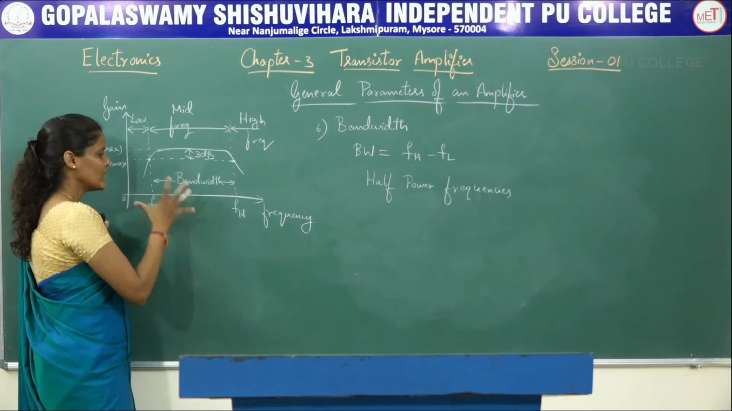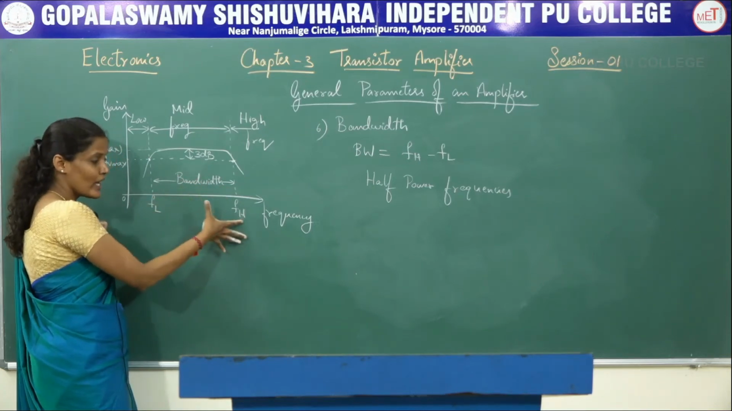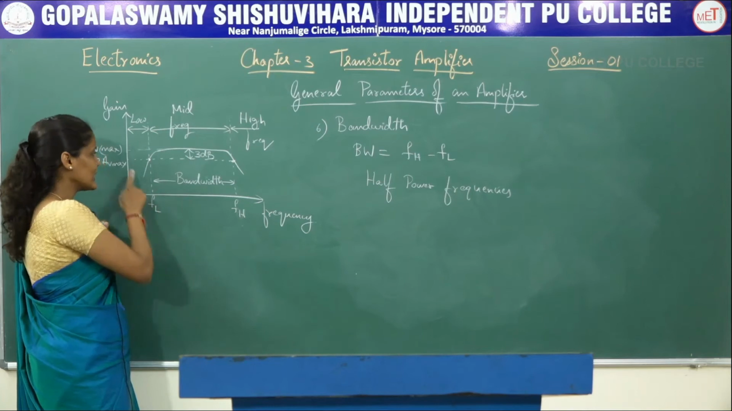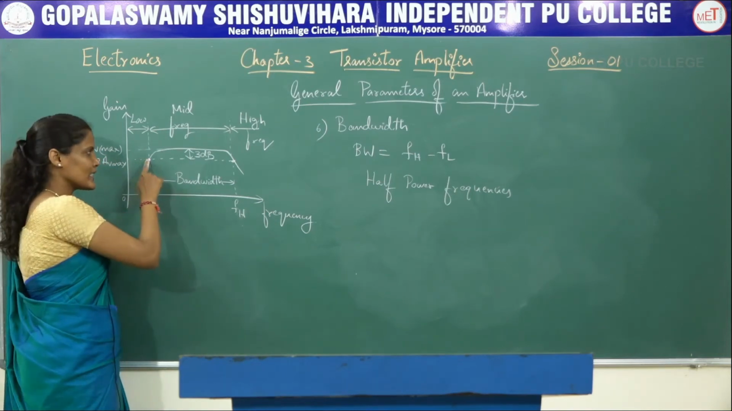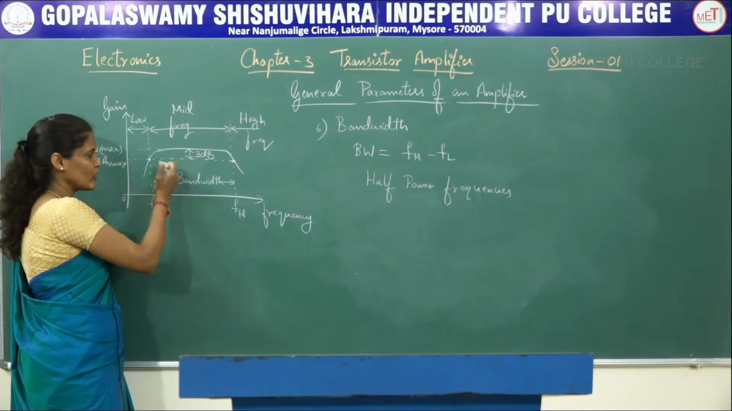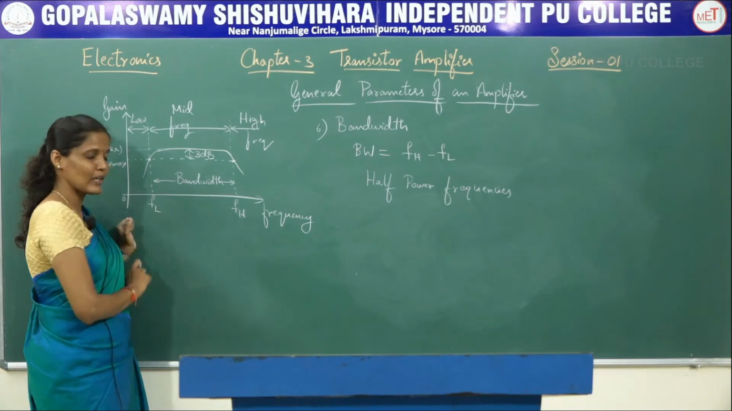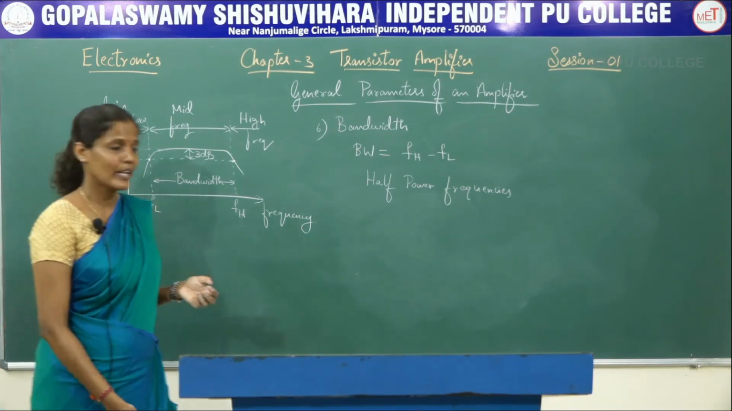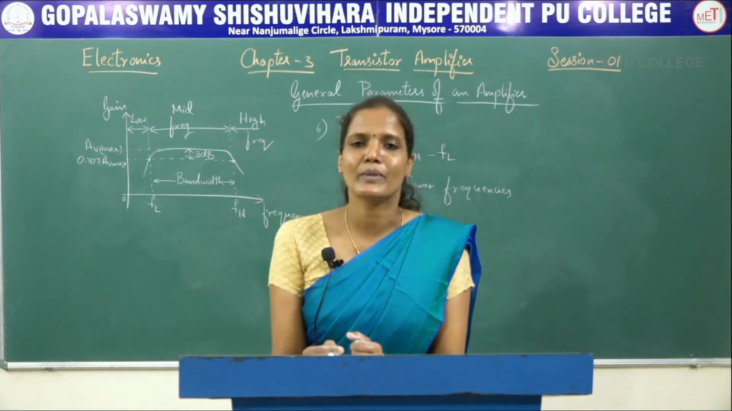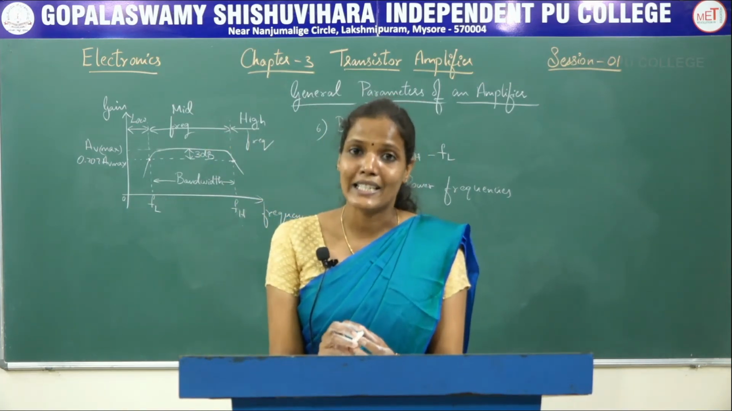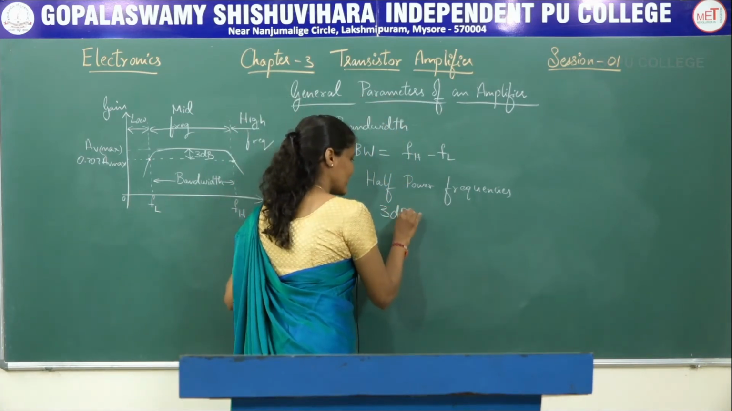That is the main reason why we consider the bandwidth between these 2 frequencies, where these 2 frequencies are plotted with the help of this 0.707 AV max line. After drawing the 0.707 AV max line, from there we are going to mark 2 separate points. One is called FL, the other one is called FH, and these 2 are called half power frequencies, or sometimes also called 3 decibel frequencies, represented by 3 dB frequency.